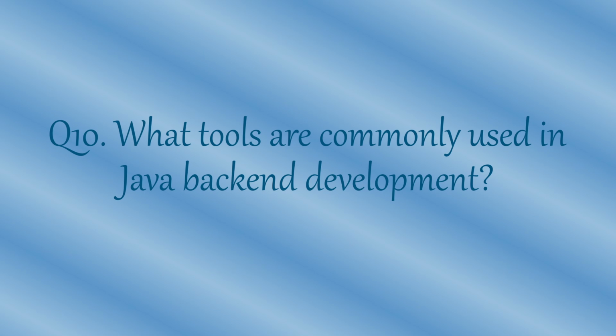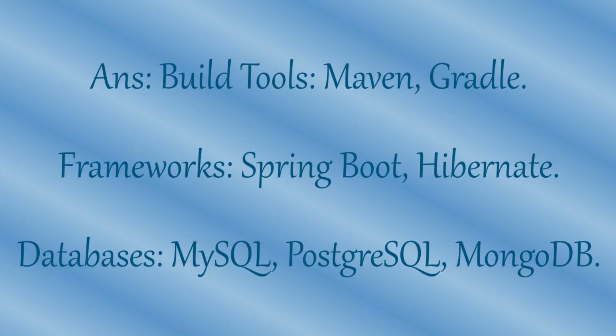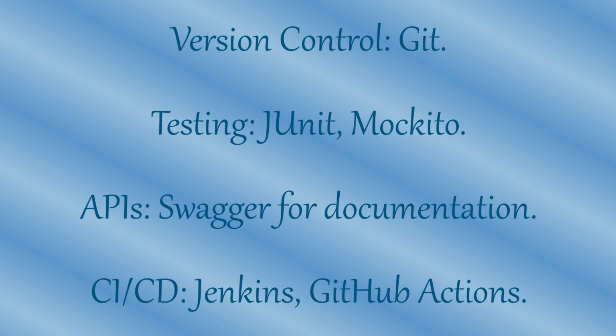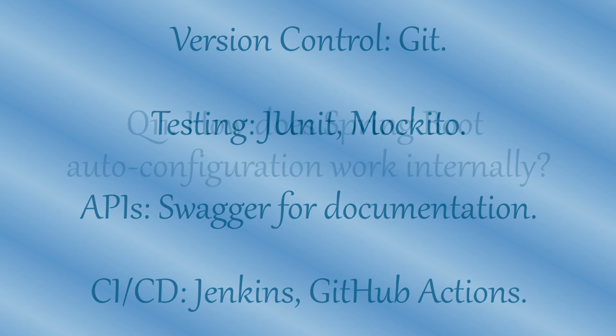Q10. What tools are commonly used in Java backend development? Answer. Build tools: Maven, Gradle. Frameworks: Spring Boot, Hibernate. Databases: MySQL, PostgreSQL, MongoDB. Version control: Git. Testing: JUnit, Mockito. APIs: Swagger for documentation. CI/CD: Jenkins, GitHub Actions.